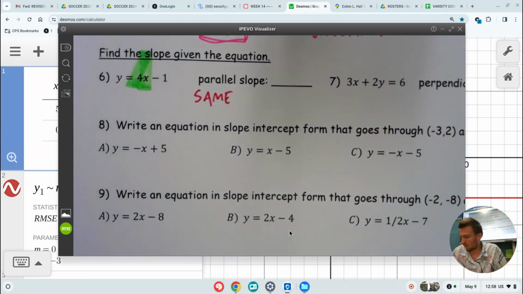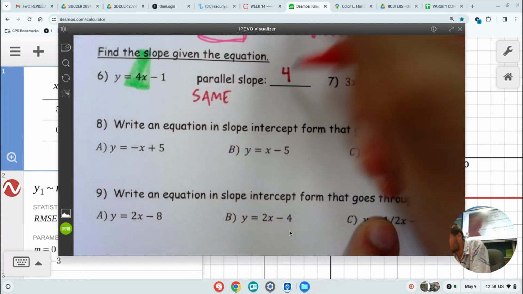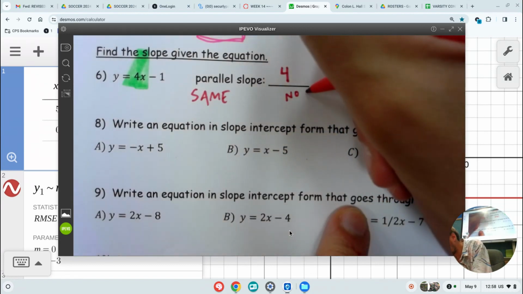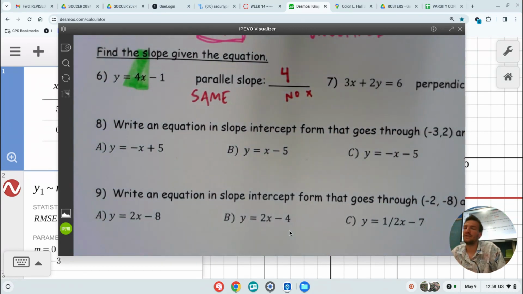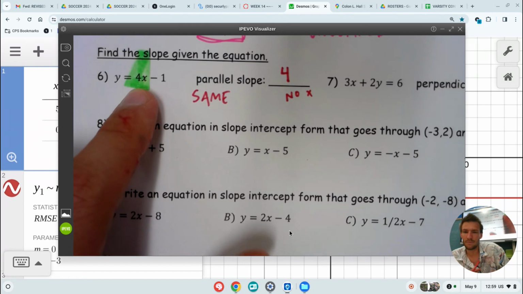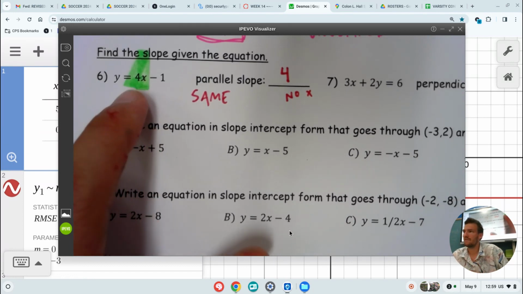Abduct the 4, and the answer is it's 4. Now make sure there's no x. There is no x on that 4. All we need is the slope, which is the m. I know there's an x right after the 4, right inside my tractor beam or whatever, but it's just a 4.